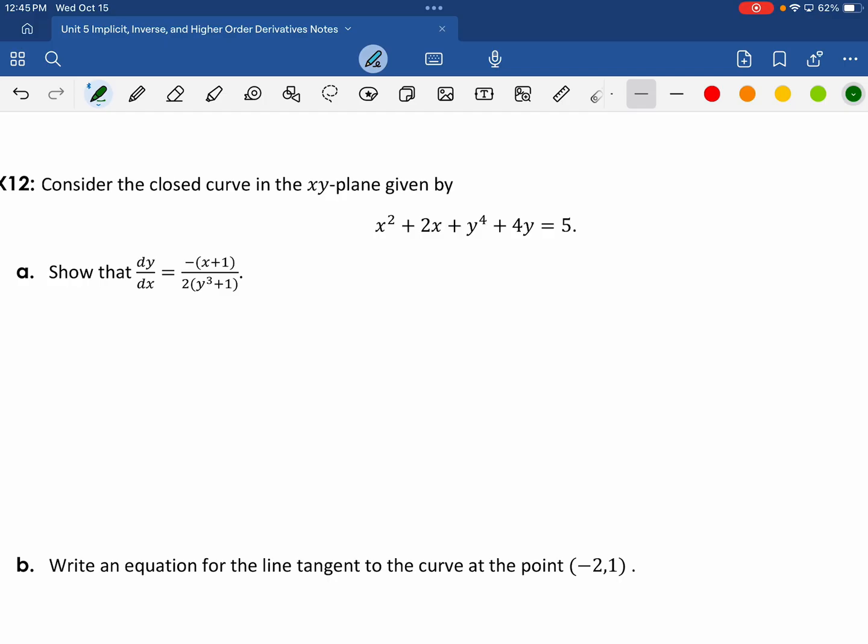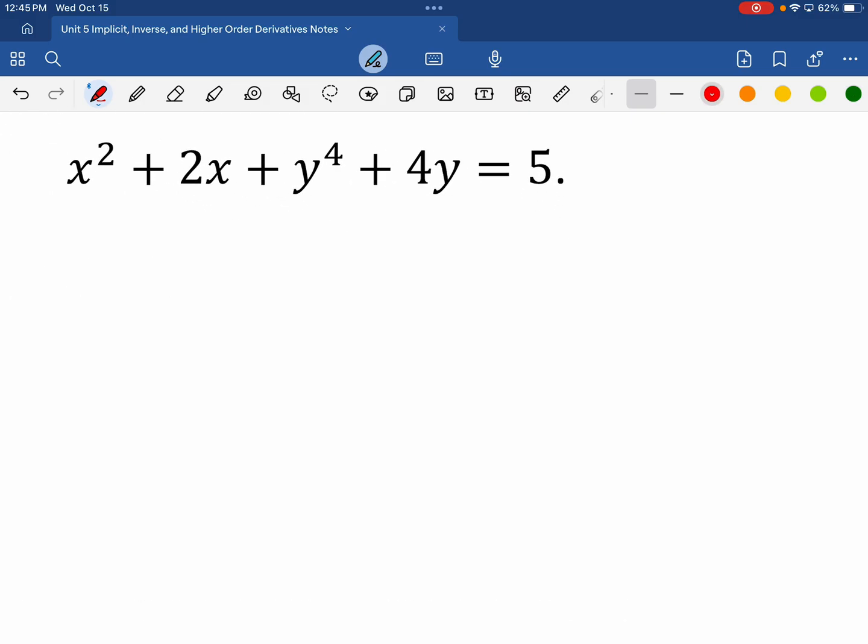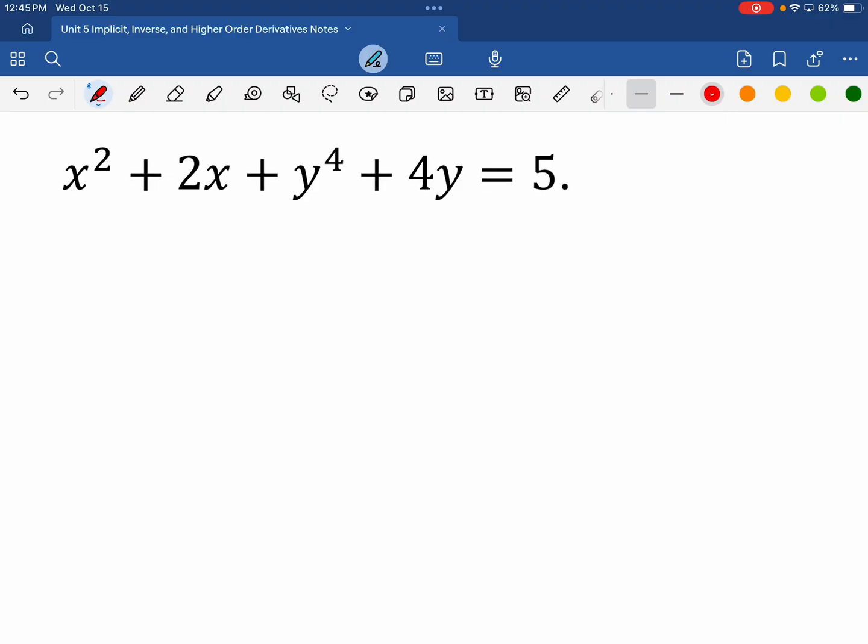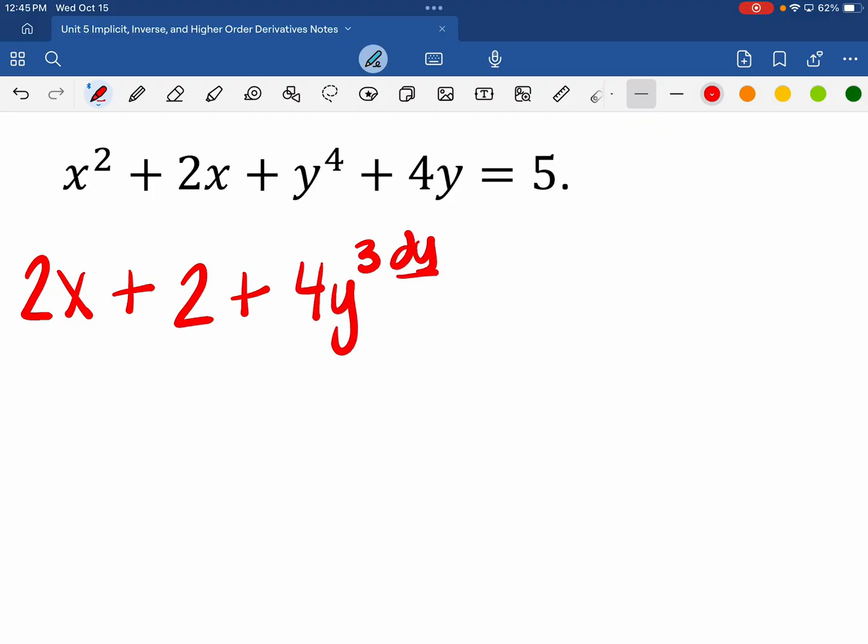Last one. So this is a full FRQ question from an old AP test. So like start to finish, a full 9 points. And it says consider the closed curve on the xy plane given by this equation right here. First step, show that dy/dx equals that. So we're going to take the derivative. So what's the derivative of x squared? 2x. Plus 2, plus 4y cubed dy/dx, plus 4 dy/dx equals 0.